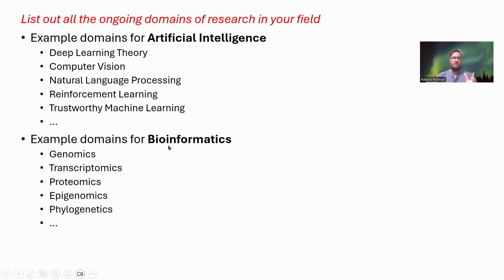Maybe you are not in the AI field, I should say. You are in the bioinformatics field and most of your coursework is based on bioinformatics. In that case, there is genomics, transcriptomics, proteomics, and so on and so forth. So you can be of any field. Your coursework or your degree can be based on any field. And in that field, most likely there will be multiple domains of research. So you need to find them out.